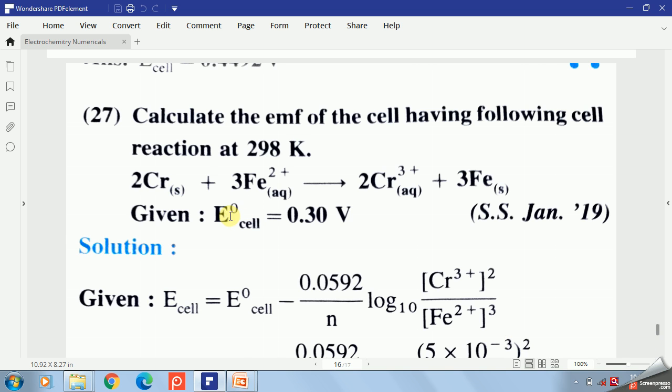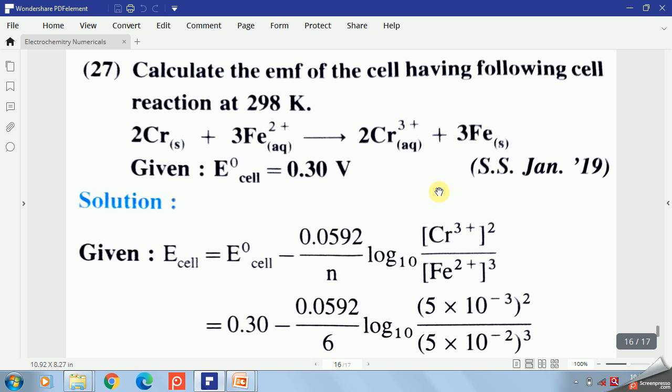So how many electrons are transferred, that you have to identify first. Cr gives Cr3+. 3+ means it loses 3 electrons. And 2 into Cr means 2 into 3 electrons, so 6 electrons. That will give 2Cr3+. So your reaction is 2Cr gives 2Cr3+ plus 6 electrons. Fe2+ gains 2 electrons to give Fe. 3 Fe2+ gain 6 electrons to give 3 Fe. So how many electrons are transferred? It is 6. Okay, so n is equal to 6.